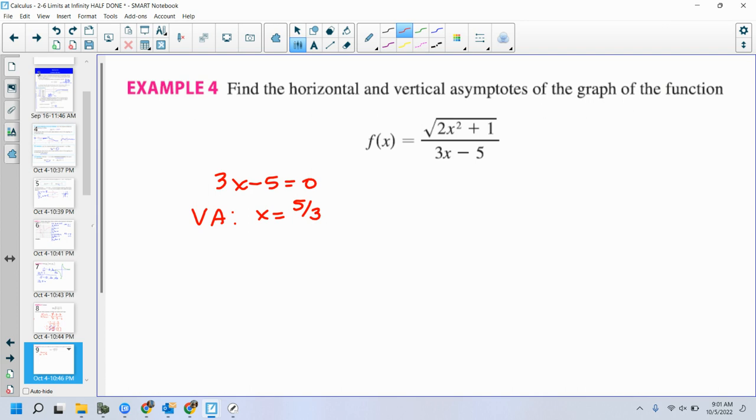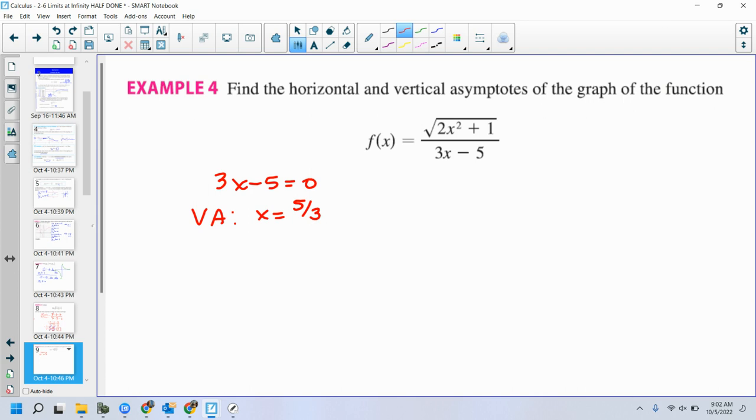Okay, now the trickier part of this is the horizontal asymptotes. Is there any sort of rule where I can divide by the highest value? Oh, no, I can't really do that, can I? Because I've got this weird, funky looking square root. Well, what if I tried to?